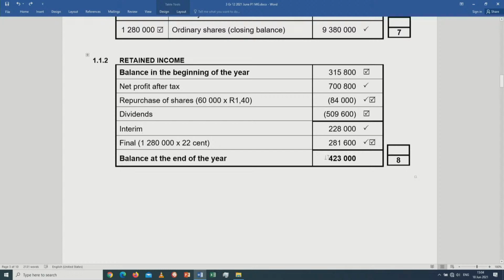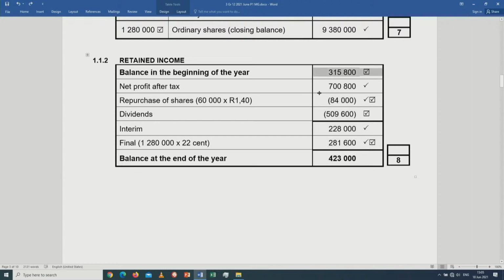And then we move from 423,000 plus 509,000 plus 84,000 minus 700,000 to earn that one. So remember, when we apply the principle of working backwards, all the second figures will change the signs. So we'll say 423 plus 509 plus 84 minus 700 to get that figure.